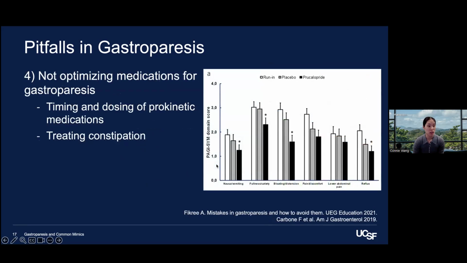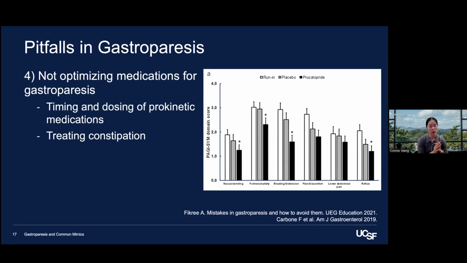So, not optimizing medications for gastroparesis. I've had so many patients tell me, oh, I tried domperidone or I tried metoclopramide, and it didn't work for me. And when I asked a little bit more about how they used the medication, either they didn't really time it correctly, or they just tried it once or twice and said it just didn't work for me.